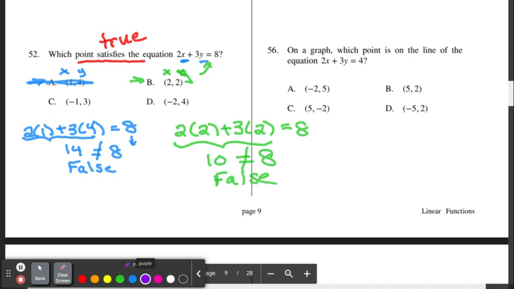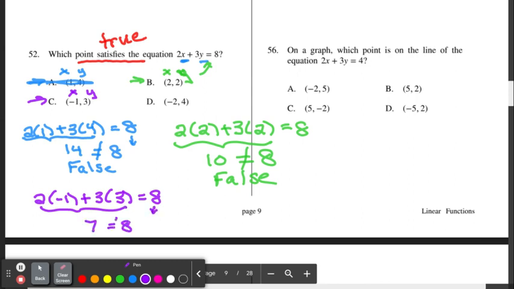Let's try letter C. I'm going to plug in -1 for x and a 3 for y. So I do 2 times -1 plus 3 times 3 equals 8. When I evaluate this, I get 7. Bring this part down, equals 8. And again, that is false. So we have one more to test.